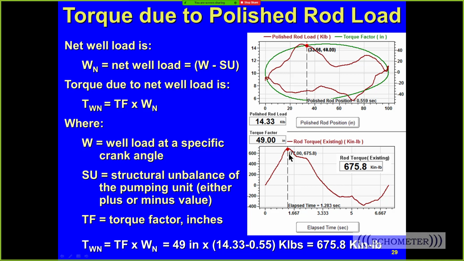And the peak torque is the torque factor right there in green, times the net rod loading, and that gives us a rod torque. And so that's how the software takes every point you acquire and does this calculation for every load point you acquire to come up with the rod torque. And so the net well load is the dynamometer load you measure minus the structural imbalance, and the rod torque is that net well load times the torque factor.